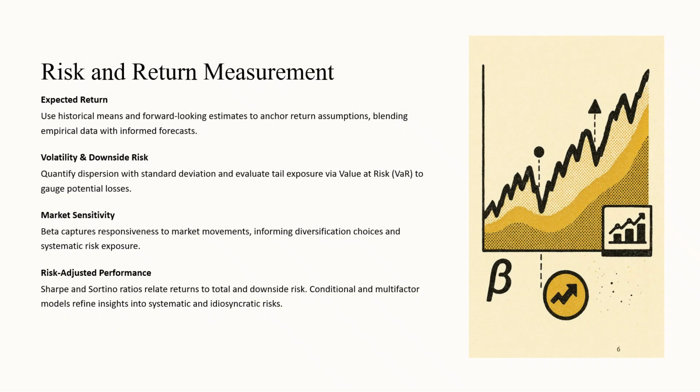Accurate measurement of risk and return is foundational to portfolio analytics. Expected return measures include mean historical returns and forward-looking estimates. Risk is commonly quantified via volatility, standard deviation, downside risk metrics such as value at risk, VaR, and beta, which measures sensitivity to market movements. Sharpe ratio and Sortino ratio provide combined risk-adjusted return metrics. Advances include conditional risk metrics and multifactor risk models that capture systematic and idiosyncratic risks more precisely, enabling more informed portfolio decisions.